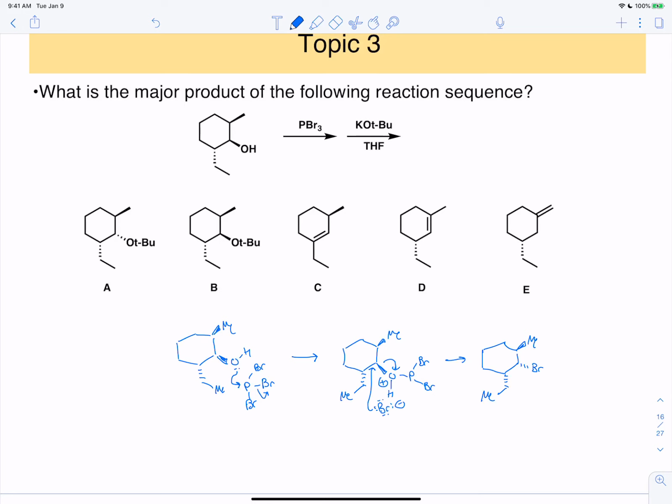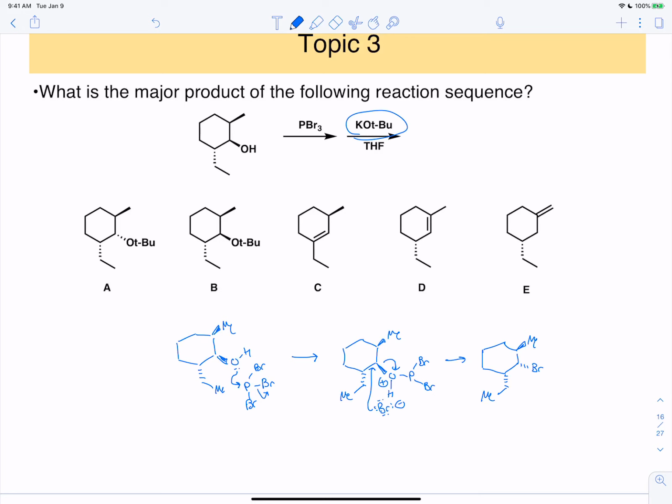In the second step, we have potassium tert-butoxide. This is a very strong base. It's not very nucleophilic because of the big tert-butyl. And so a lot of times that'll tell us where a deprotonation will take place in an E2 elimination.